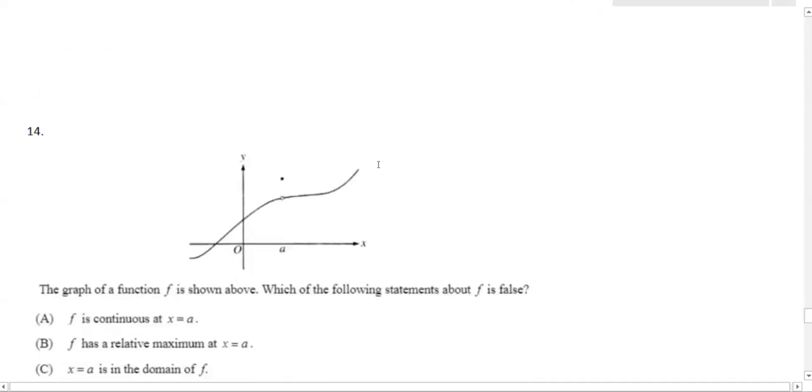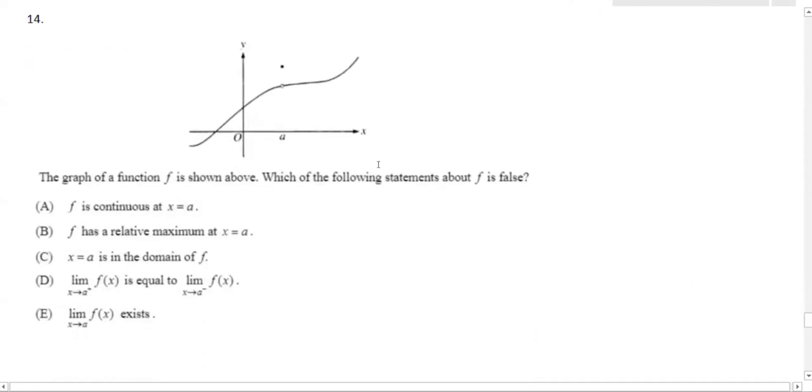All right, we got 2 left here. Number 14, the graph of the function is shown above. Which of the following statements about f is false? So be careful here. f is continuous at a? It's not, because you have a removable discontinuity.